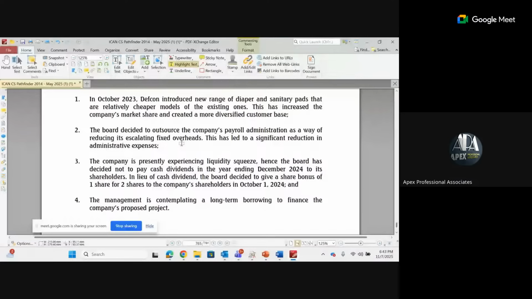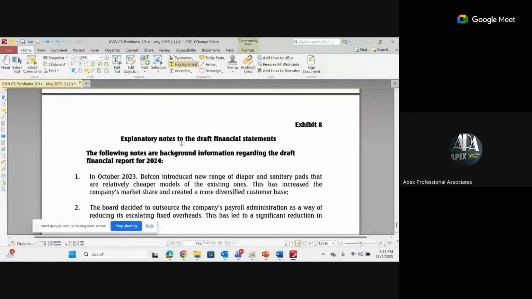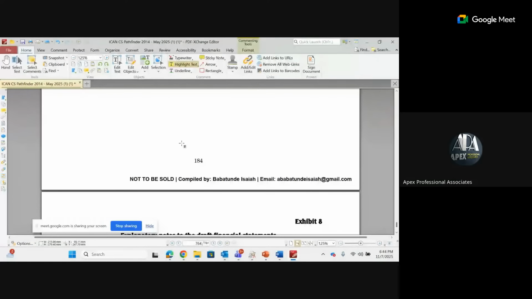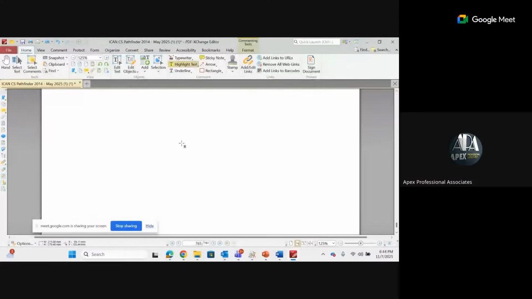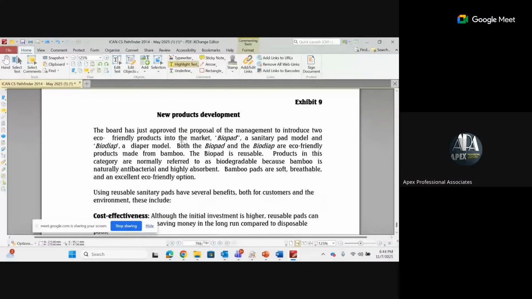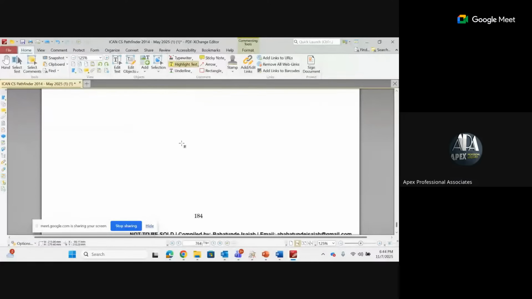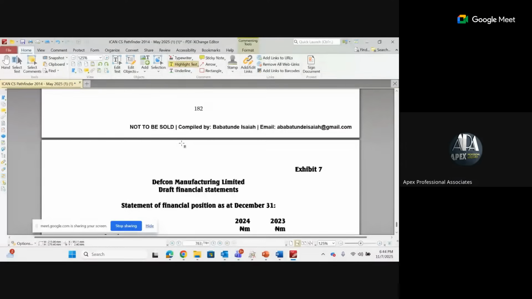And note 4, the management is contemplating a long-term borrowing to finance the company's proposed projects. So these notes are augmenting Exhibit 7, which is just financial statements. And you know, notes are very, very important, right? They give credence and credibility to any financial statements. So that's Exhibit 8. Now, Exhibit 9, new products development. This is very, very important, because that one in particular is useful for one of our requirements.